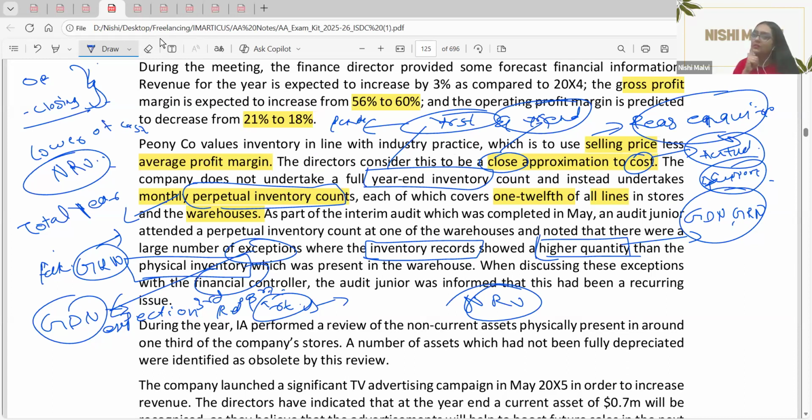You still need to ask, check for the NRV, net realizable value, because they are writing close approximation. What if it's less than that? You need to consider that. Understood? Okay. That's it. Nimesh or Naimesh, someone from Mumbai.